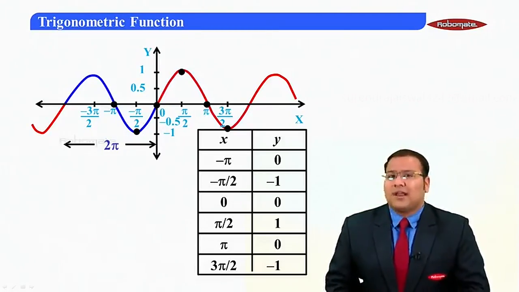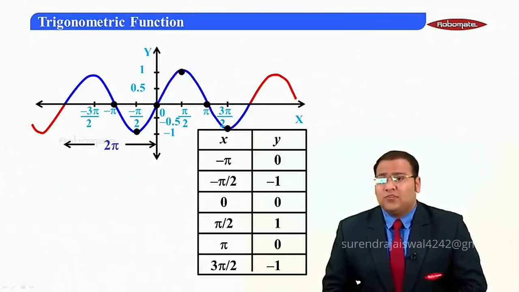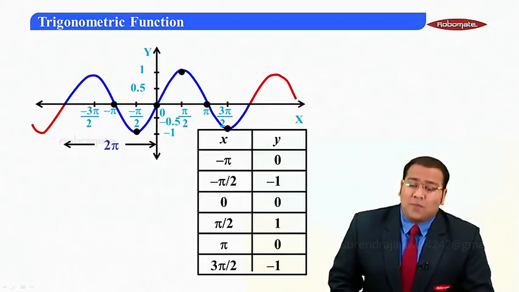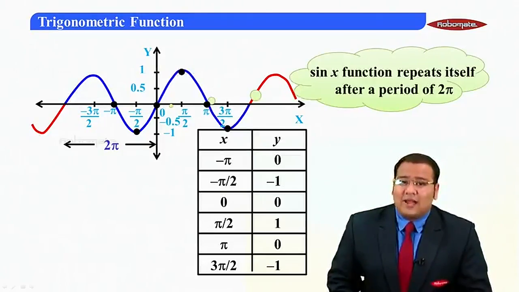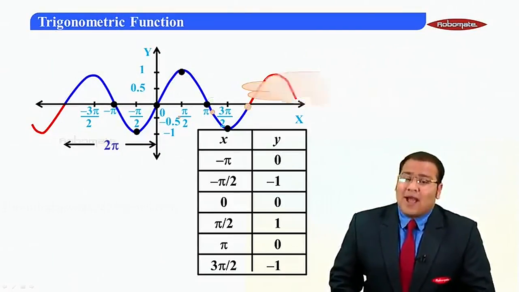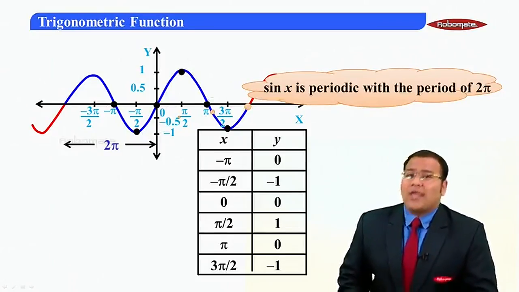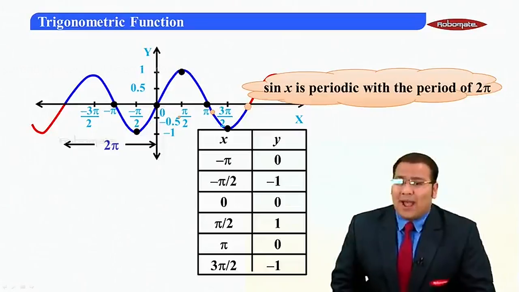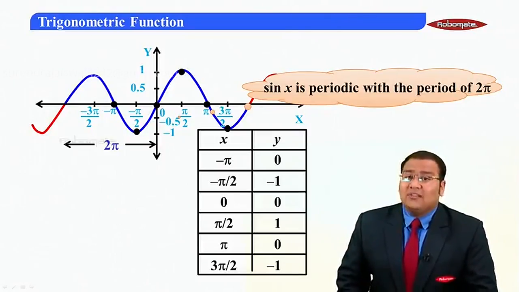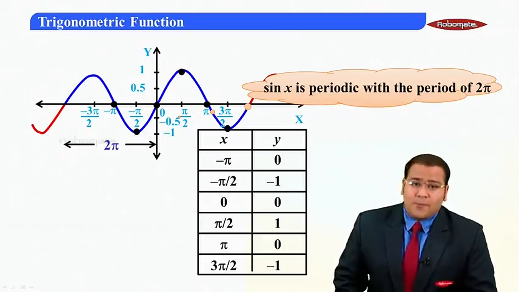How? Observe on the right hand side. There is again the sine wave which starts from 0 and stops at 2 pi. So I can say that the sin x function repeats itself after a period of 2 pi. As a result, I can say that sin x is periodic with a period of 2 pi. So I can say sin x is repeating itself after intervals of 2 pi.